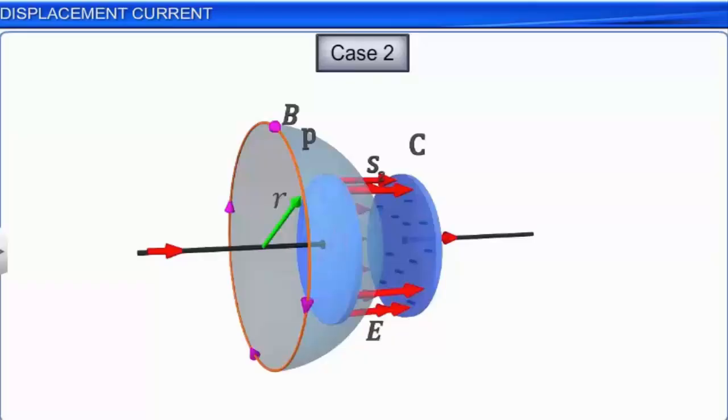Let A be the area of cross-section of the plates in the parallel plate capacitor, Q be the charge on the plates of the capacitor, and sigma be the surface charge density.